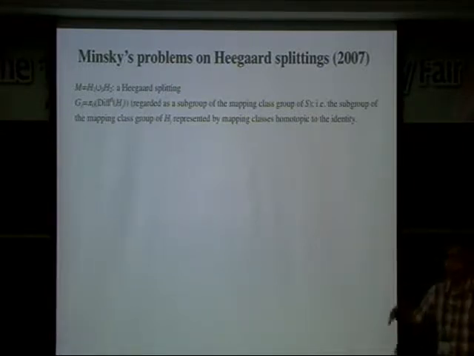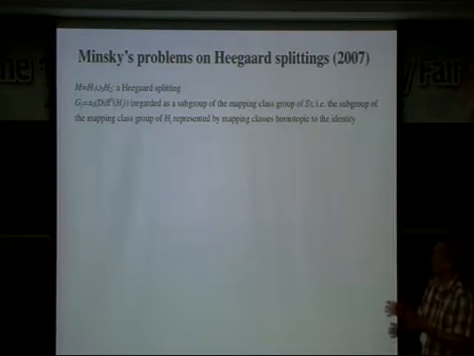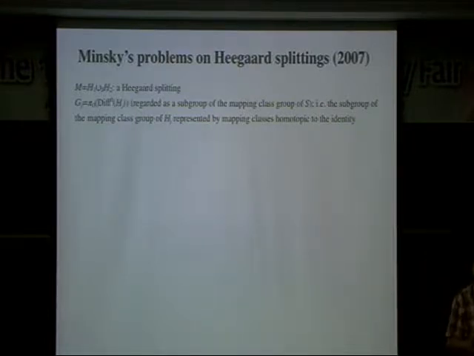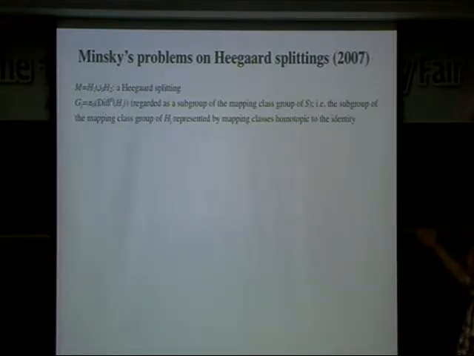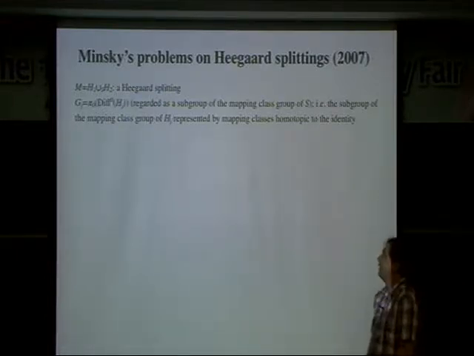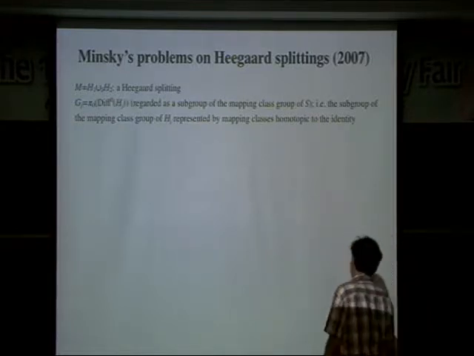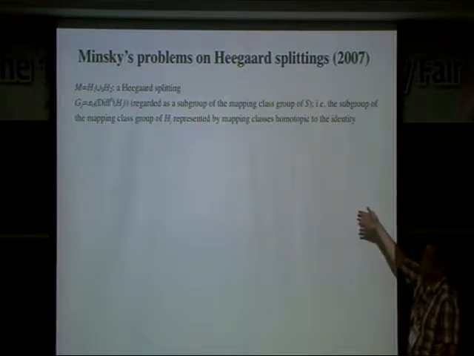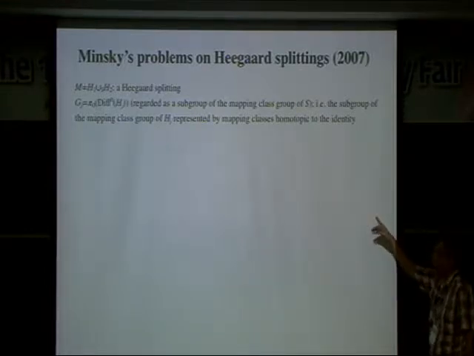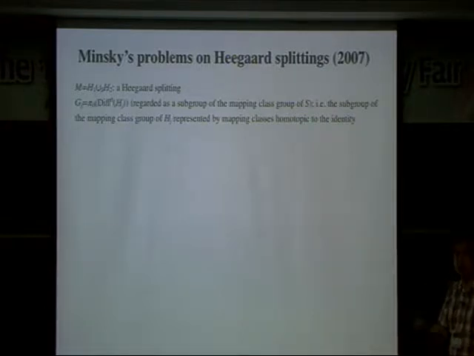S here is the surface which is shared by these two handlebodies. Around S, the two handlebodies are pasted together, and you get the three-manifold. And you consider a subgroup of the mapping class group, which is denoted by G_j here. That's the subgroup consisting of the homeomorphisms of H_j which are homotopic to the identity.